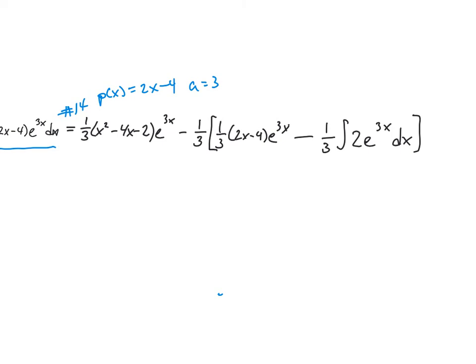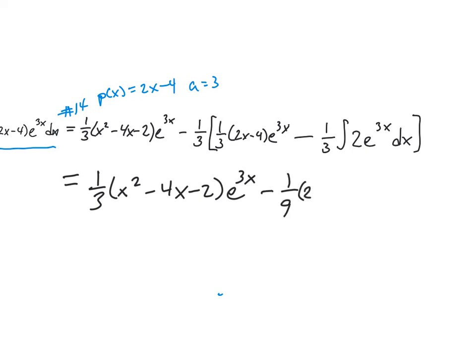All right, and now just going to simplify this a bit and get 1/3 x squared minus 4x minus 2 e to the 3x minus 1/9 2x minus 4 e to the 3x. And then here I've got a subtraction here and a minus sign here. So this next term is going to be positive once I lose the parentheses. Plus, so that last term, you'll notice I have a factor of 1/3 here, a factor of 1/3 here.